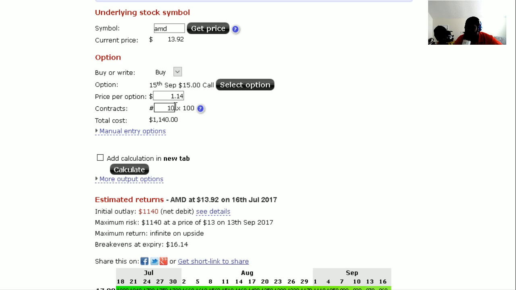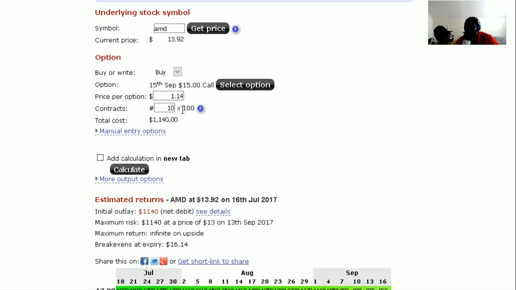It's $13.92. We are buying this option. We're not writing. We've selected the September 15th, $15 call. You would click this button. I've already selected it. Price of the option is $1.14. Make sure you put in the correct one here, because sometimes Options Profit Calculator will pick up something on level 2 that's pretty insane. So make sure you're putting in the right one, what it's going for right now, and it's going for $1.14.